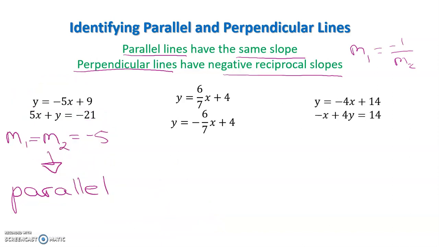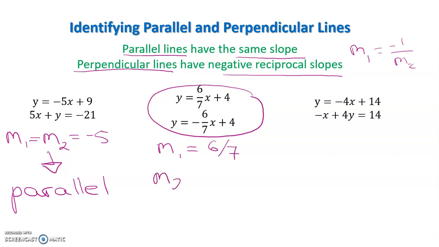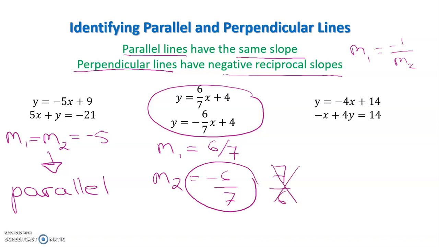So now let's have a look at the second set. So m1 equals 6 over 7, and m2, this is already both in slope-intercept form, is negative 6 on 7. Now they're not the same, so they can't be parallel, but they're not the negative reciprocal either, because to be the reciprocal, it would have to be 7 over 6, and it isn't. So these two are neither parallel or perpendicular.